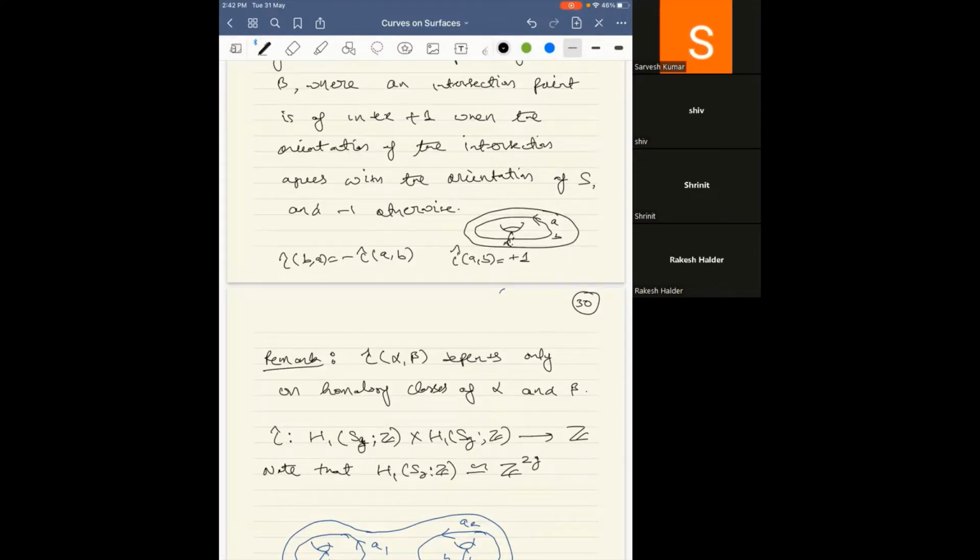And I am saying, when I go along A, and if there is an intersection, if the curve B crosses A from left to right, I'm walking along A, let's say, then I'm putting plus, or if it is crossing from right, then I'm putting minus. So by this, I'm collecting all plus and minus. If you choose the opposite orientation, you will get the opposite sign. So it depends upon the orientation notion.